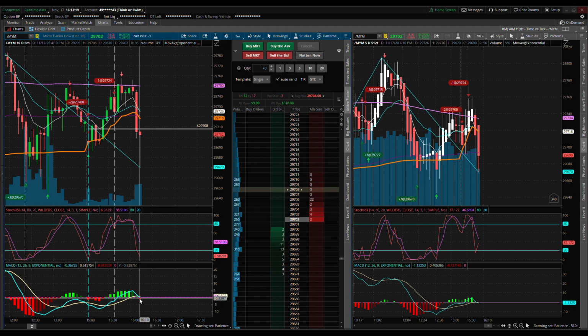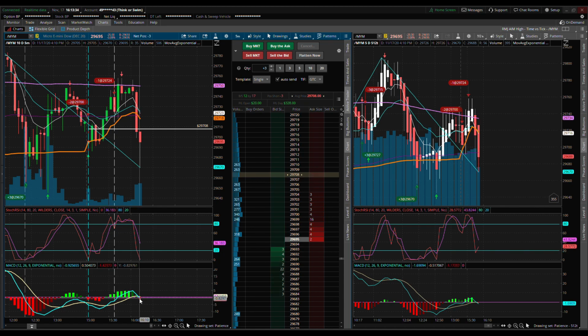So we're expecting it to keep going down, but I don't want to put the OCO right away and be on a stop loss and stopped out of the order. I think I'm gonna keep watching this for a bit.